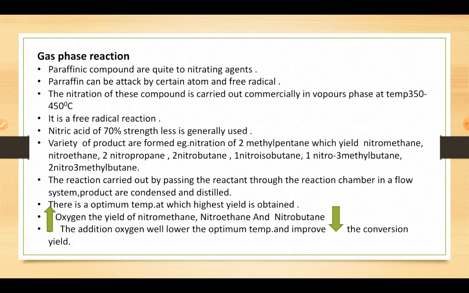In gas phase reactions, paraffin compounds are used as a nitrating agent. Paraffin is attacked by free radicals. Nitration of paraffin is done in the vapor phase at temperatures between 350 and 450, with nitric acid of strength less than 70%. In nitration, various types of products will form. If oxygen additions increase, the optimum temperature and conversion yield decrease.